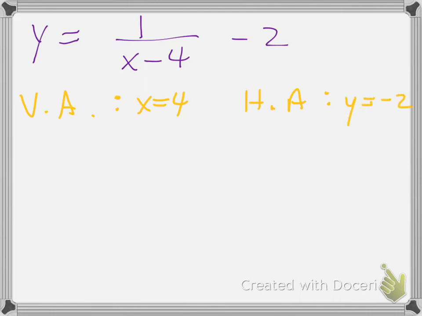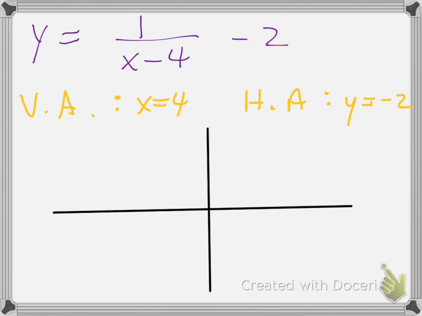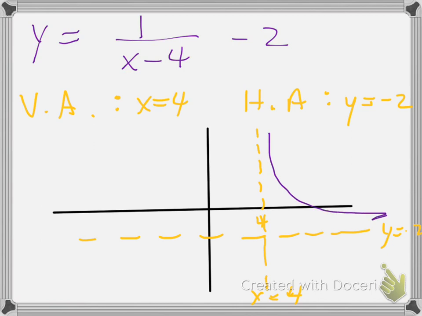So we can do a sketch of the graph. X equals 4, vertical asymptote. That's right there at 4. Y equals negative 2 is the horizontal asymptote, and then the rational function is always going to take the same shape.